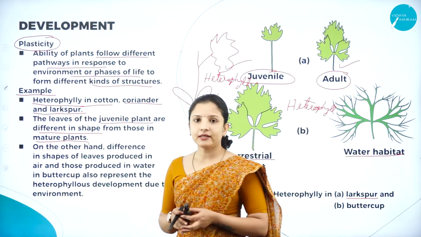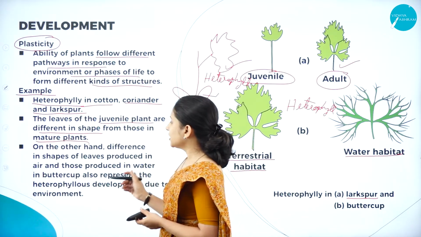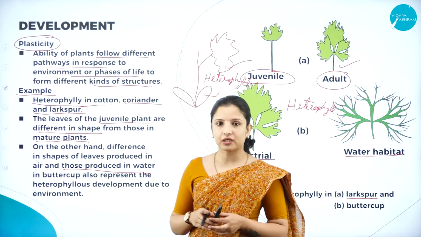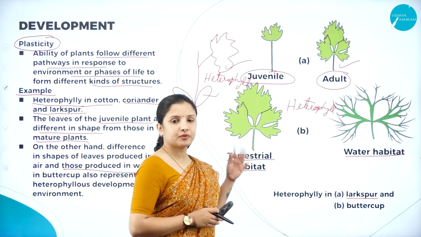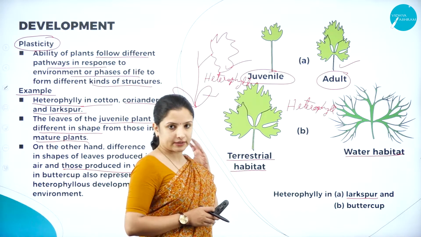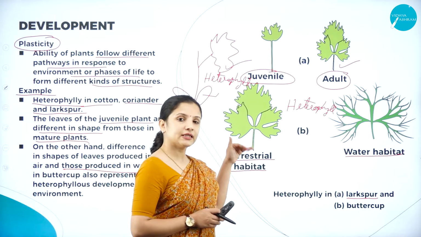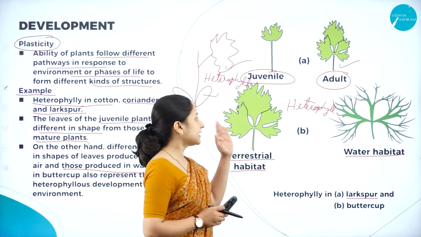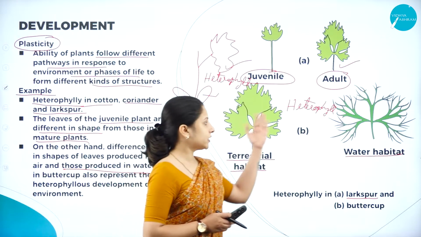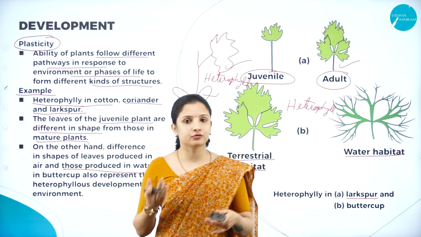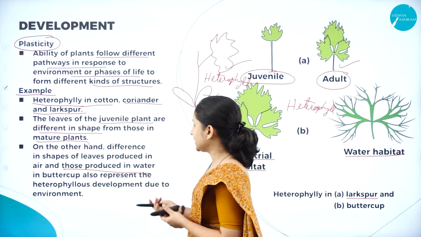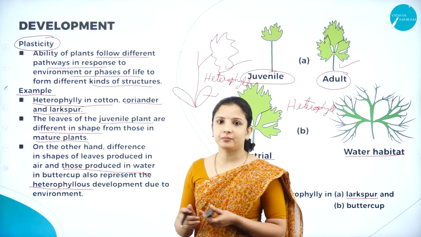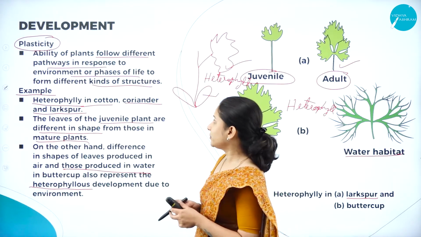And on the other hand, there is a difference in shape of leaves produced in air and those produced in water in buttercup. Buttercup is exposed to a terrestrial habitat wherein the leaves are exposed to the air instead of water. Then the shape of the leaf is different, and when they are completely exposed to water throughout, the shape of the leaf is completely different. So all these are heterophyllous development of the leaf, which is nothing but plasticity.